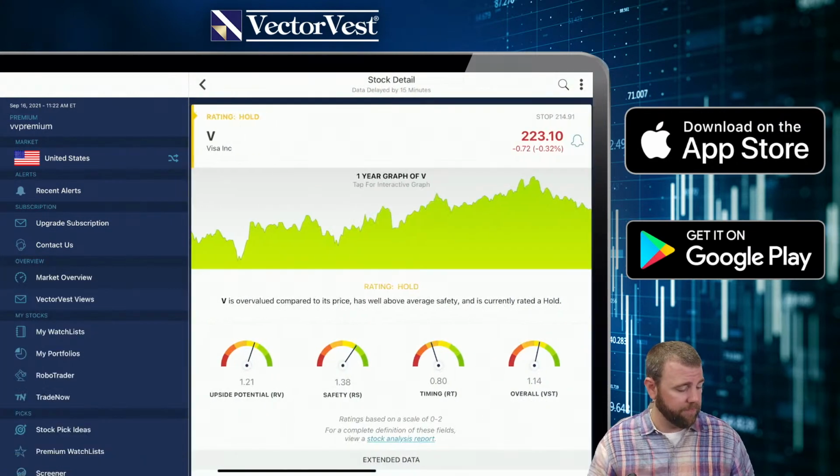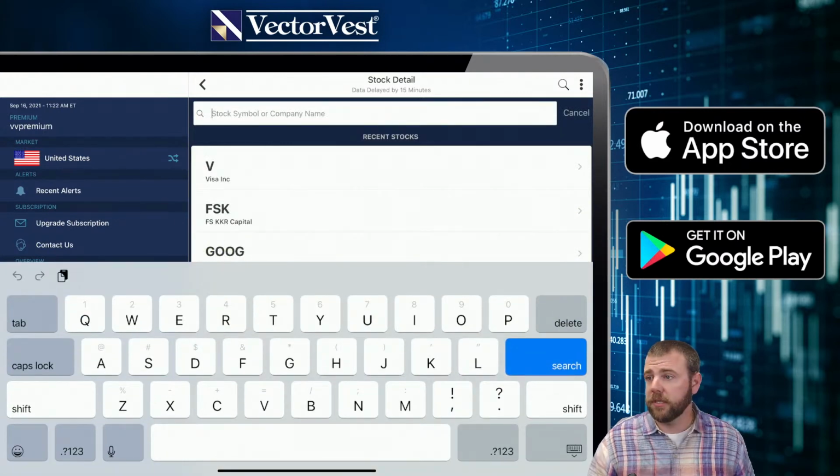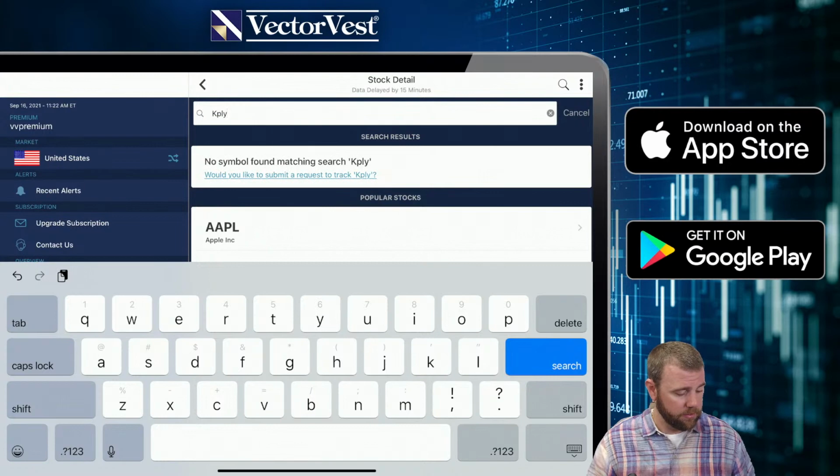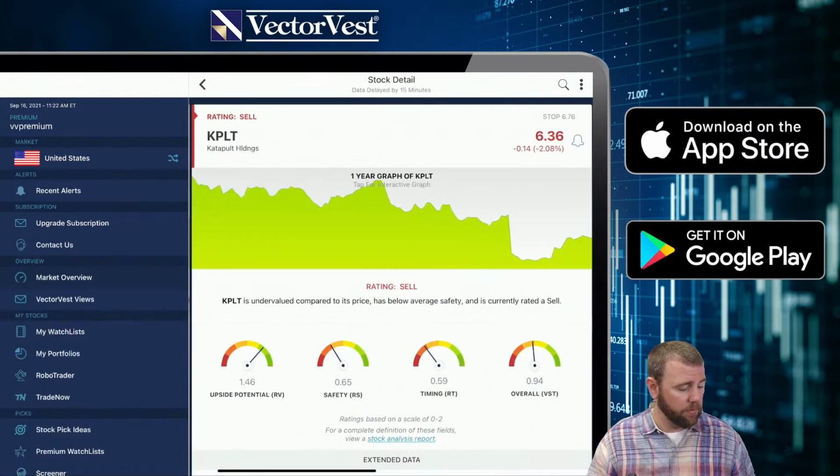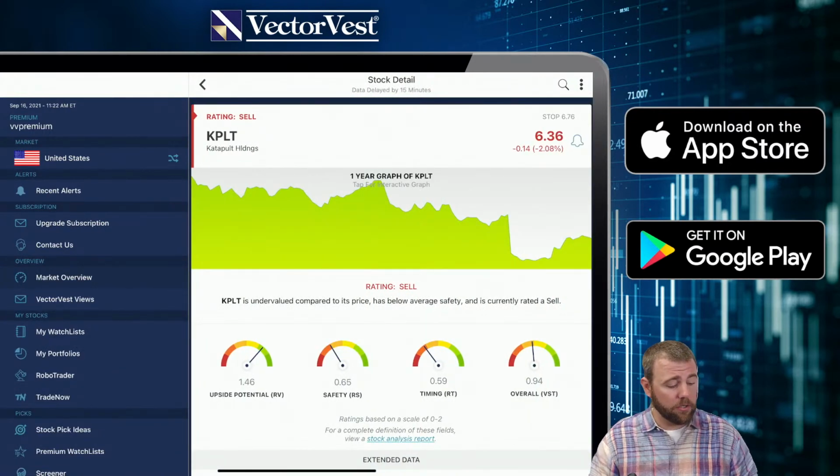Visa. So Visa, good long-term potential, solid fundamentals. However, the timing is just not there. Good stock, not the right time to be long in it. Let's see. KPLT. Great long-term potential, but a lot of risk associated with this stock. It's steadily moving lower, dropping pretty fast, actually. Overall, the stock is not favorable here.